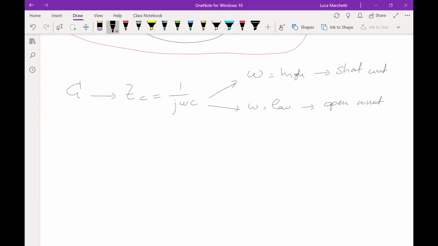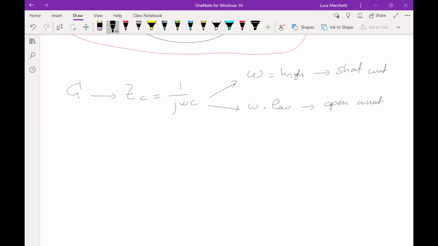Remember that the impedance is the equivalent of resistance in AC. So if the resistance is very, very small, then it behaves like a short circuit. And instead, if the resistance is very, very high, it behaves like an open circuit, so no current can flow in that case. The same for the impedance. If the impedance is very low, it behaves like a short circuit. If the impedance is very high, it behaves like an open circuit.